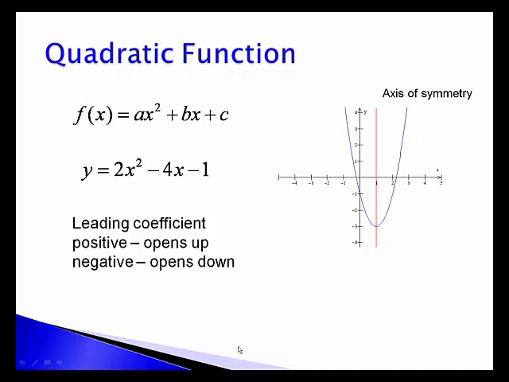Can you tell me what the equation of this red line is by looking at it? We've done that before, so I hope you can. Equations of vertical lines are always x is equal to something, so in this case, it's x is equal to 1. So the axis of symmetry for the parabola you see on the screen right now is x is equal to 1.